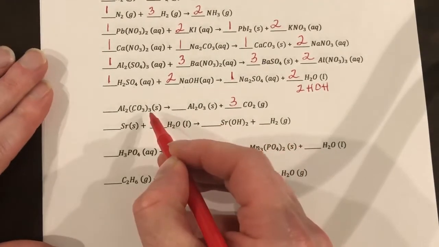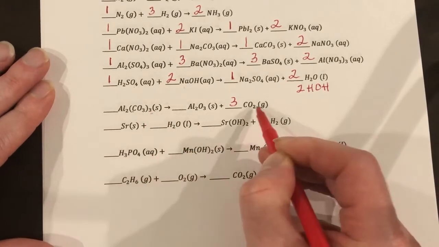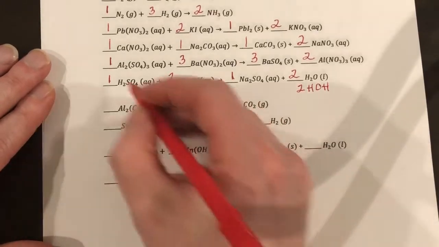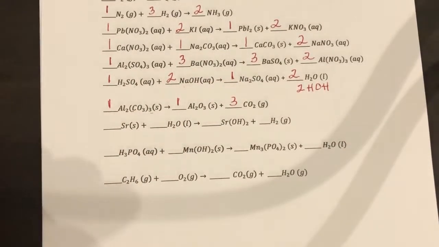Now, I have 9 oxygens on this side. 3 times 3 gives you the 9. I have 3 times 2 is 6 right here and 3 right here. So I have 9 total on that side. So this would be balanced.